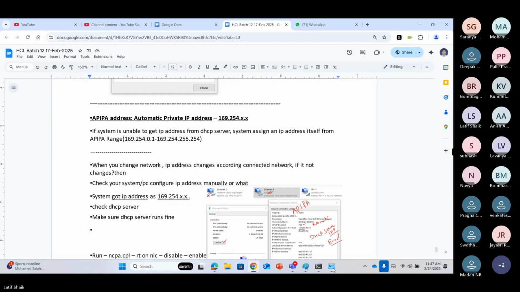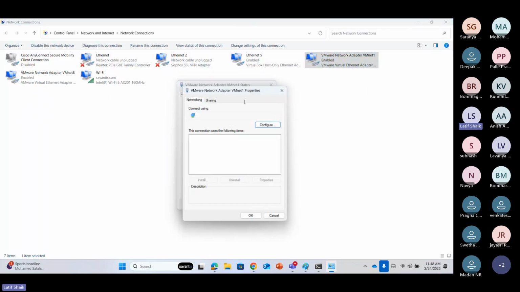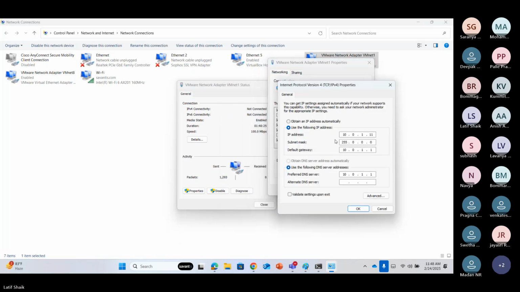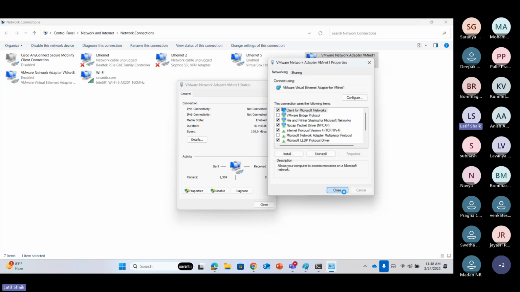Let's see Automatic Private IP Address. So I have an adapter. What I said to this adapter: I actually configured a manual IP, and then I said Obtain an IP address automatically. I changed it from manual to automatic. So what this adapter has to do? This adapter has to try to find a DHCP server and get an IP address from the DHCP server.